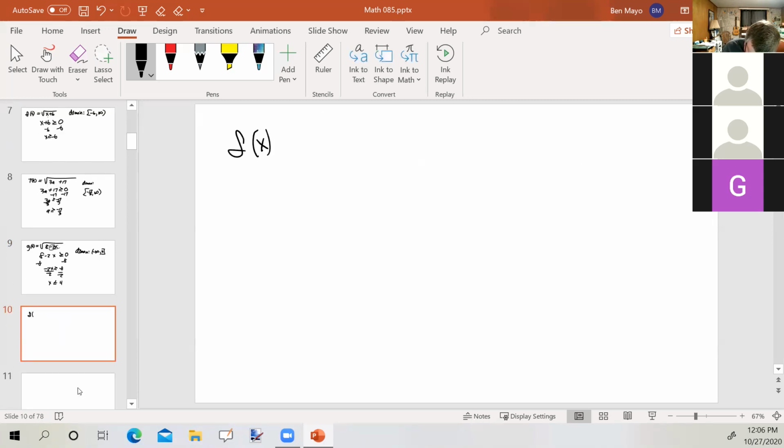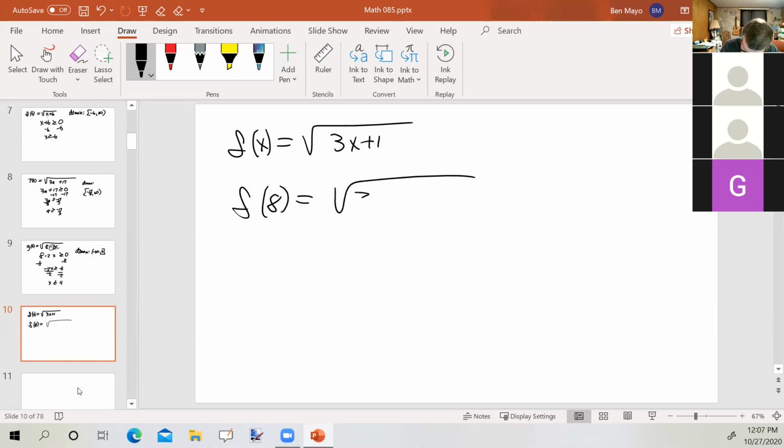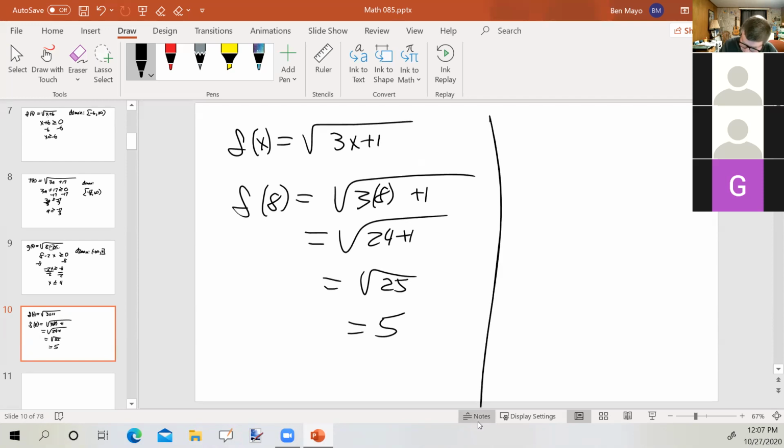Suppose f of x equals the square root of 3x plus 1. F of 8 would be the square root of 3 times 8 plus 1, which is the square root of 24 plus 1, which is the square root of 25, which is 5, right?